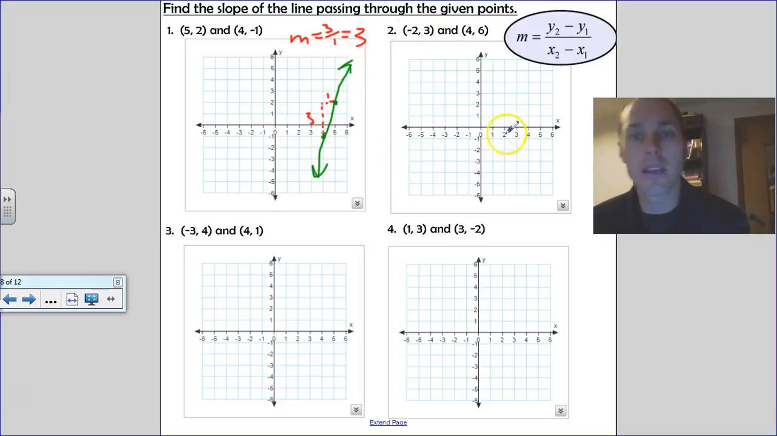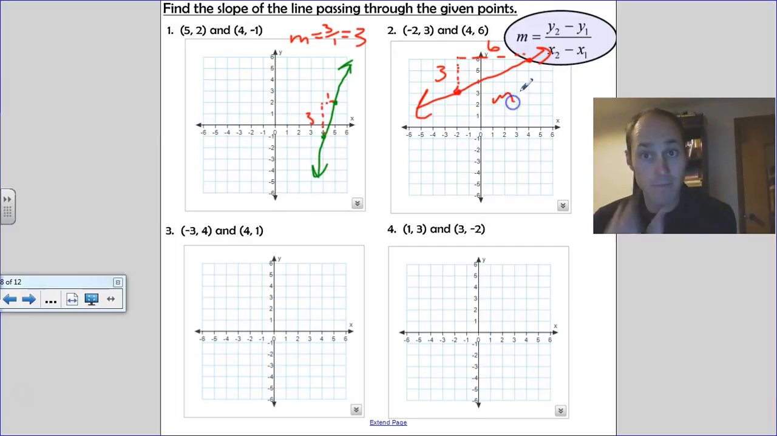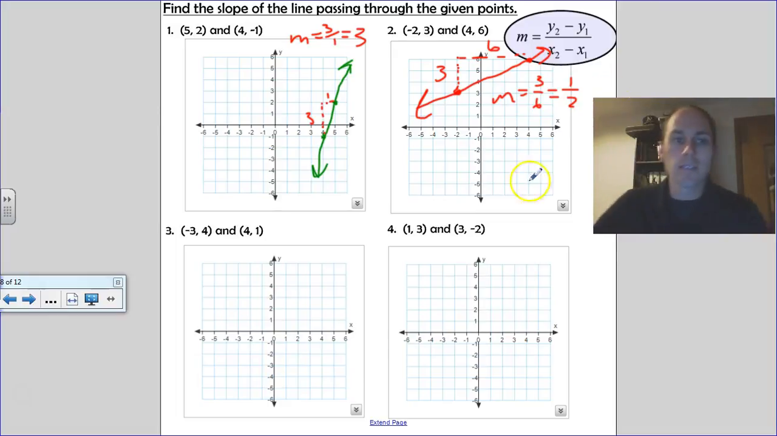Okay, -2, 3. So if I can graph these points, all I got to do is just compare their rise to their run with the known points. So from this point over to this one, up, I'm going 3 units up, and from -2 over to 4, that gets me 6 units. So rise over run, 3 over 6, 3/6 is 1/2, or 0.5. Okay, so if you're comfortable with that, you can graph those and find the rise over run.